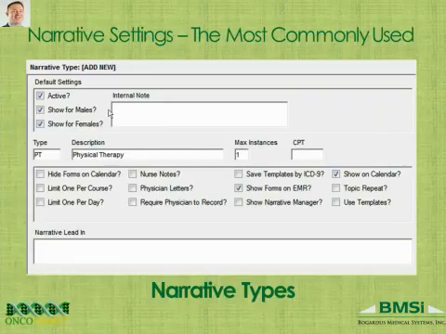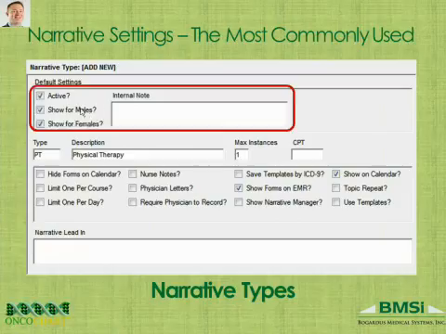Now let's talk about some of the settings that help to configure the narrative types. In the CPT text box, enter the CPT that needs to be sent to billing when the narrative is recorded. If the narrative has no CPT, such as most nurse notes, leave this box empty. Some narratives do not require a physician to record them. If, however, a narrative needs to be reviewed by a physician, checking this box would require that it be recorded by a physician.